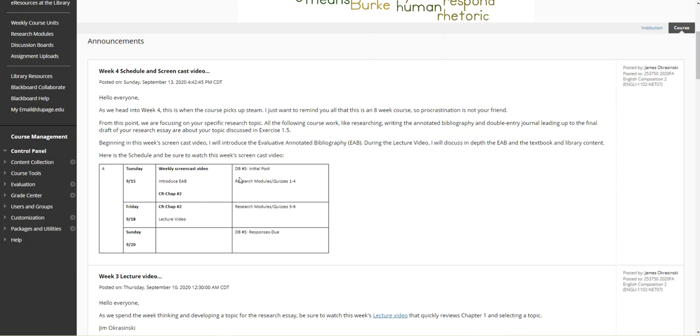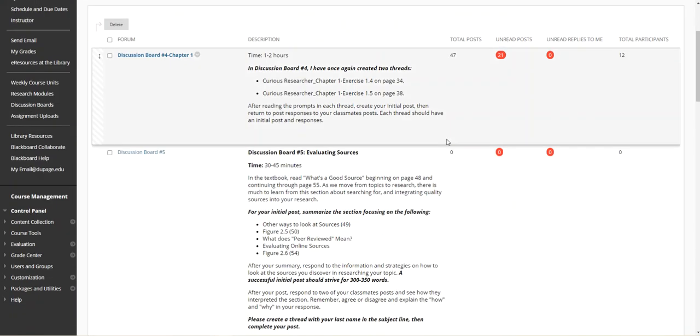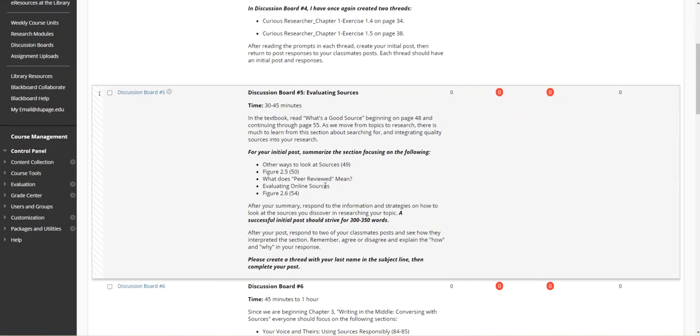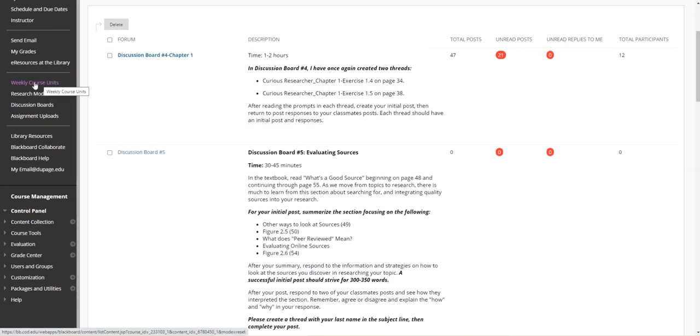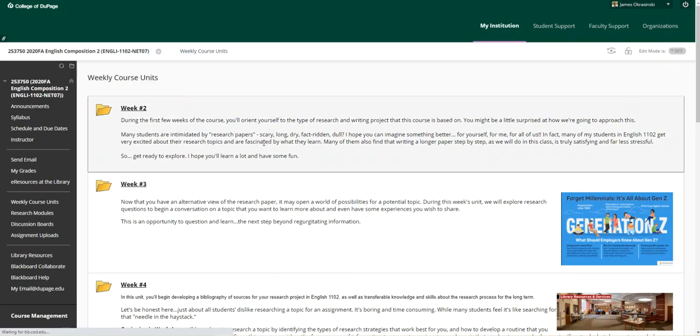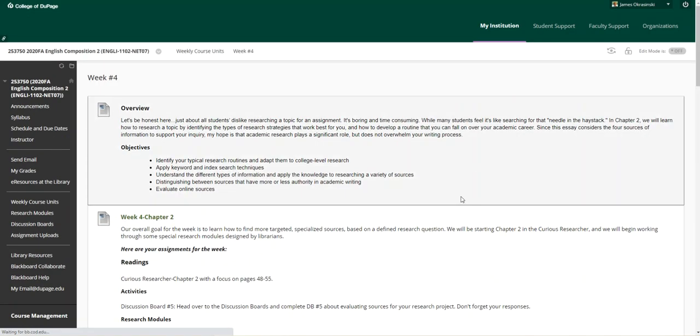We also have a discussion board due this week. Let's get over to discussion board number 5, which is all about how we look at and evaluate sources, which is critical, right? Garbage in, garbage out. We want to make sure that we have good sources, especially how to evaluate online sources. This is really the heart of the textbook. I think it's the most important portion of chapter 2, because right now there are a lot of questionable sources out there.